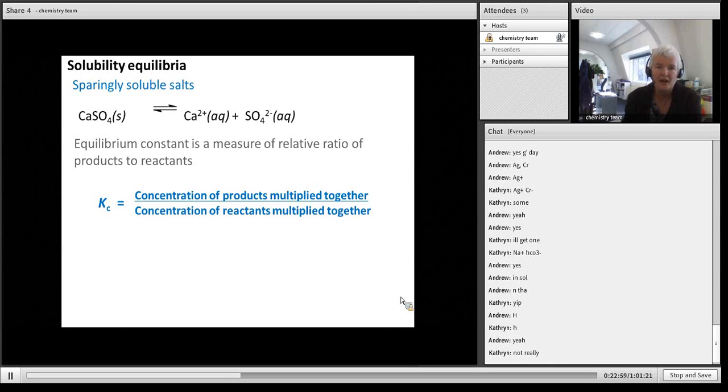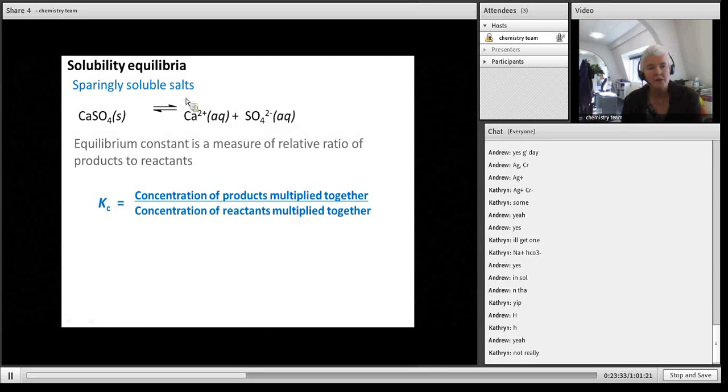Okay. So we're going to be looking at sparingly soluble salts, so the salts that don't dissolve easily. They're pretty much insoluble. But just to look at what an equilibrium constant is, my ions in solution, if they're in equilibrium, and that's what we mean by those arrows over there, a half arrow forward and a half arrow back, it means my rate of dissolving, my forward rate, is the same as my back rate.